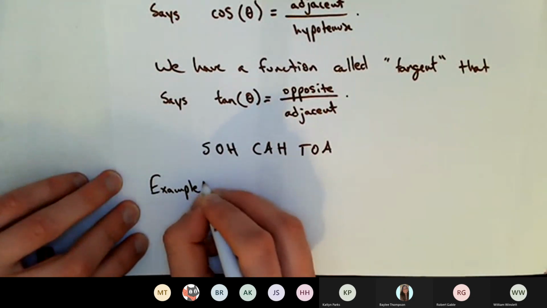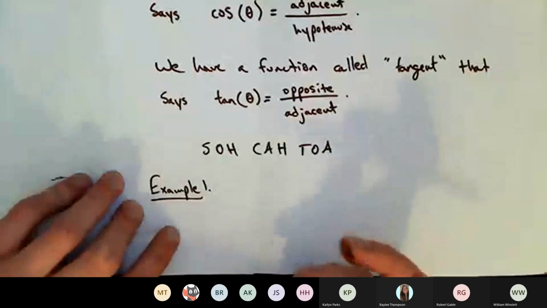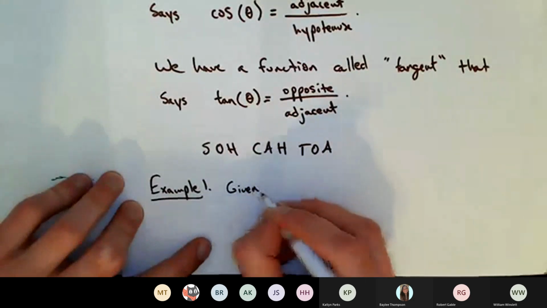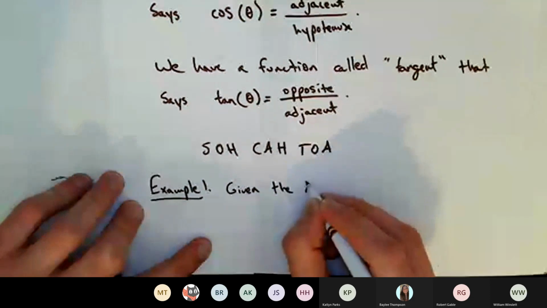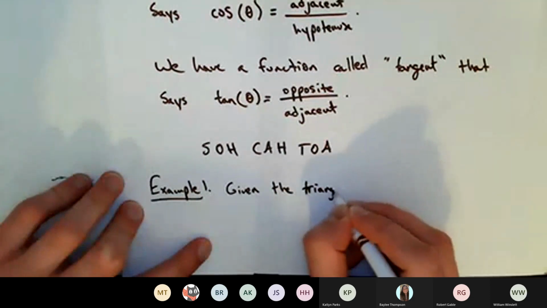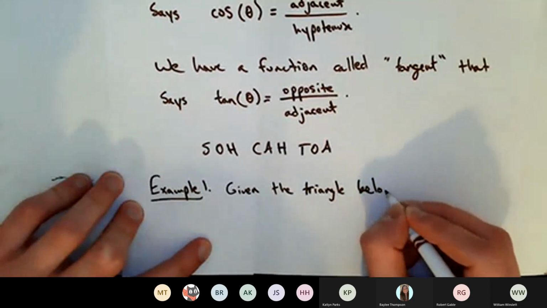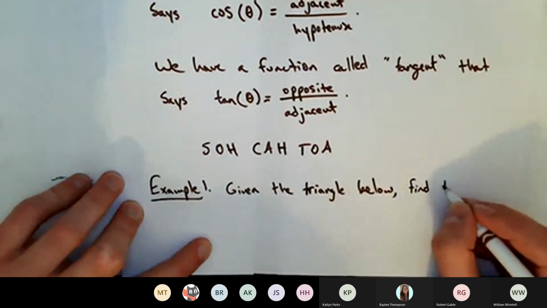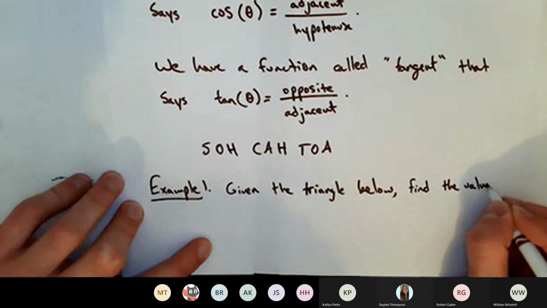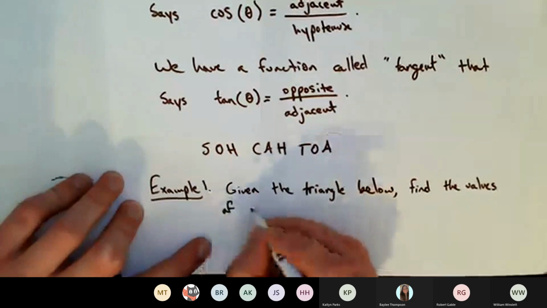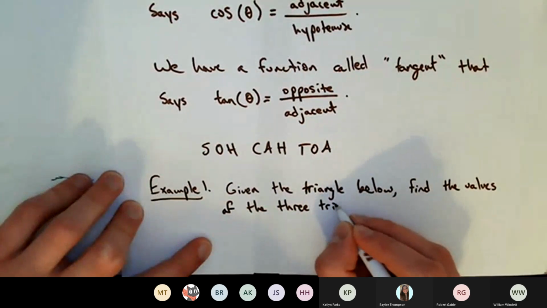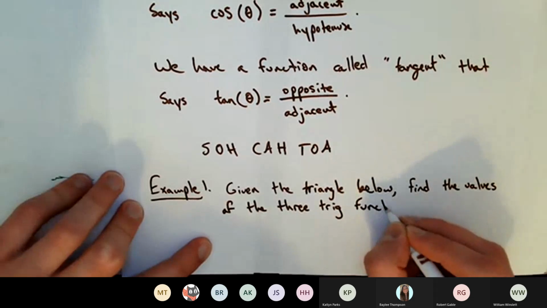So example one. Given the triangle below, find the values of the three trig functions that I just wrote down up there.